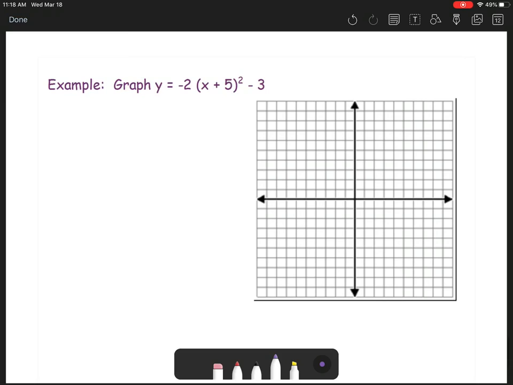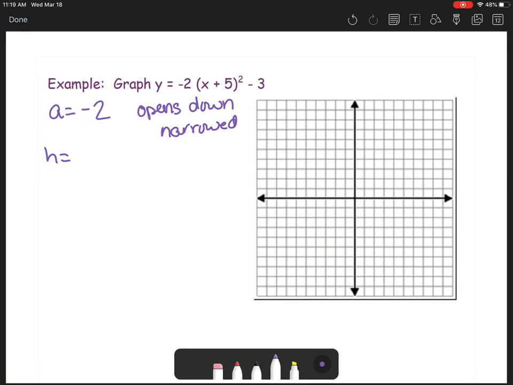This should be our last one, just for a little bit more practice, because that never hurt anyone. A is, that's right, -2. What does it tell us? It tells us it opens down and is also narrower, if you want to keep that in mind. As you're graphing, you're going to get a parabola that kind of looks horizontally squished. H, -5. K is -3. So we get a vertex, -5, -3, and an axis of x equals -5. Put it on your graph.